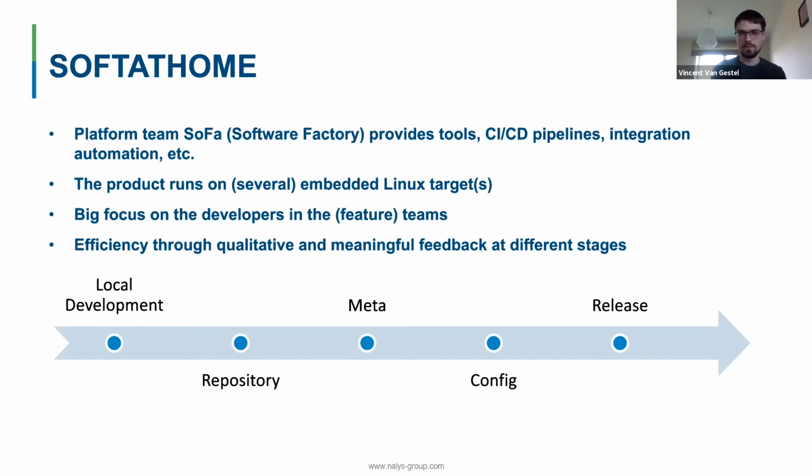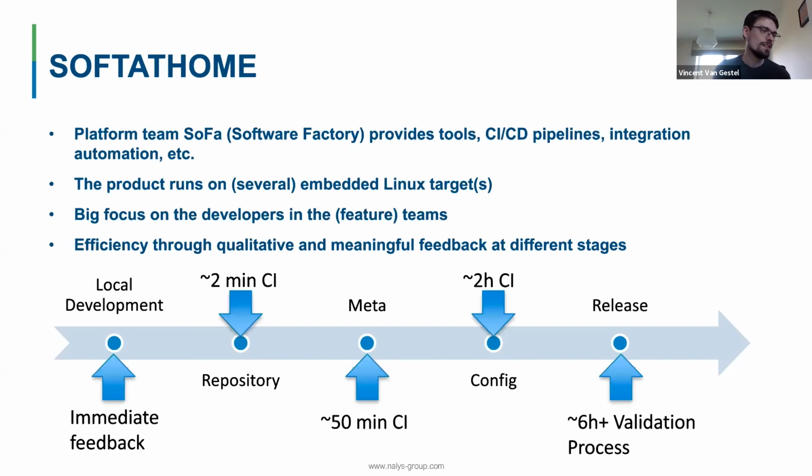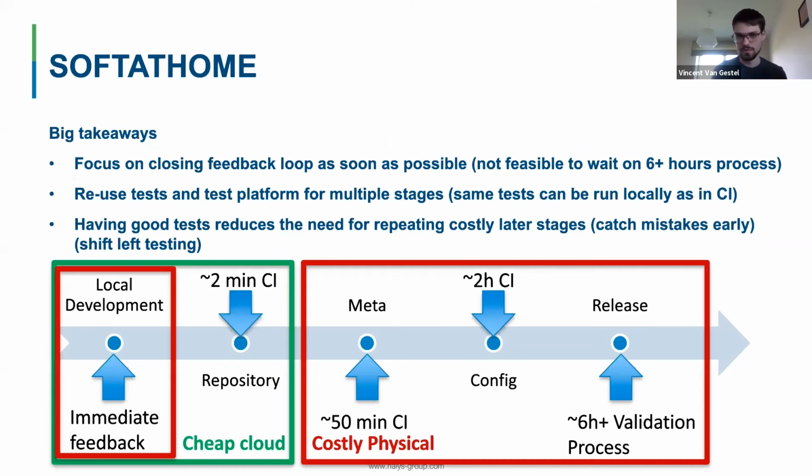And then when it's time to release, this config goes through a release process where it stabilizes and goes through a validation process. And if we slap some numbers on that to see how long each of these testing stages takes, we see a massive gap between repository and meta level, going from pipelines that last a few minutes to almost an hour.